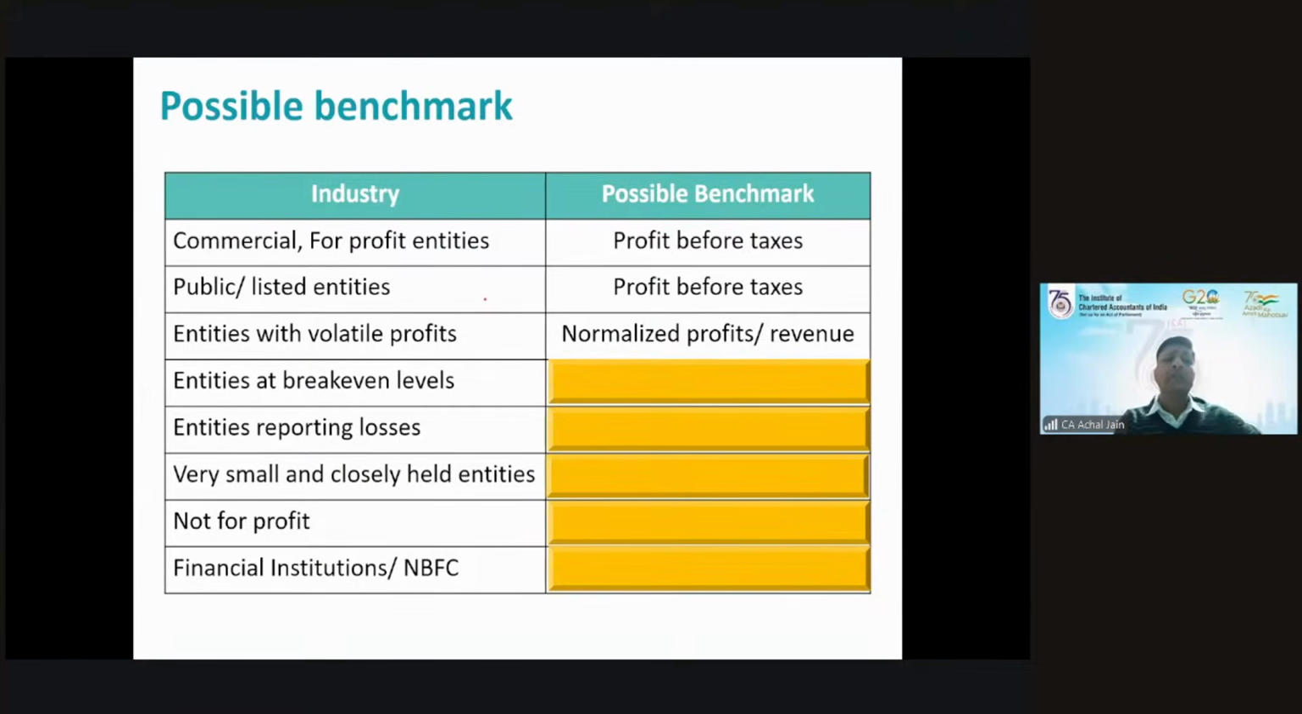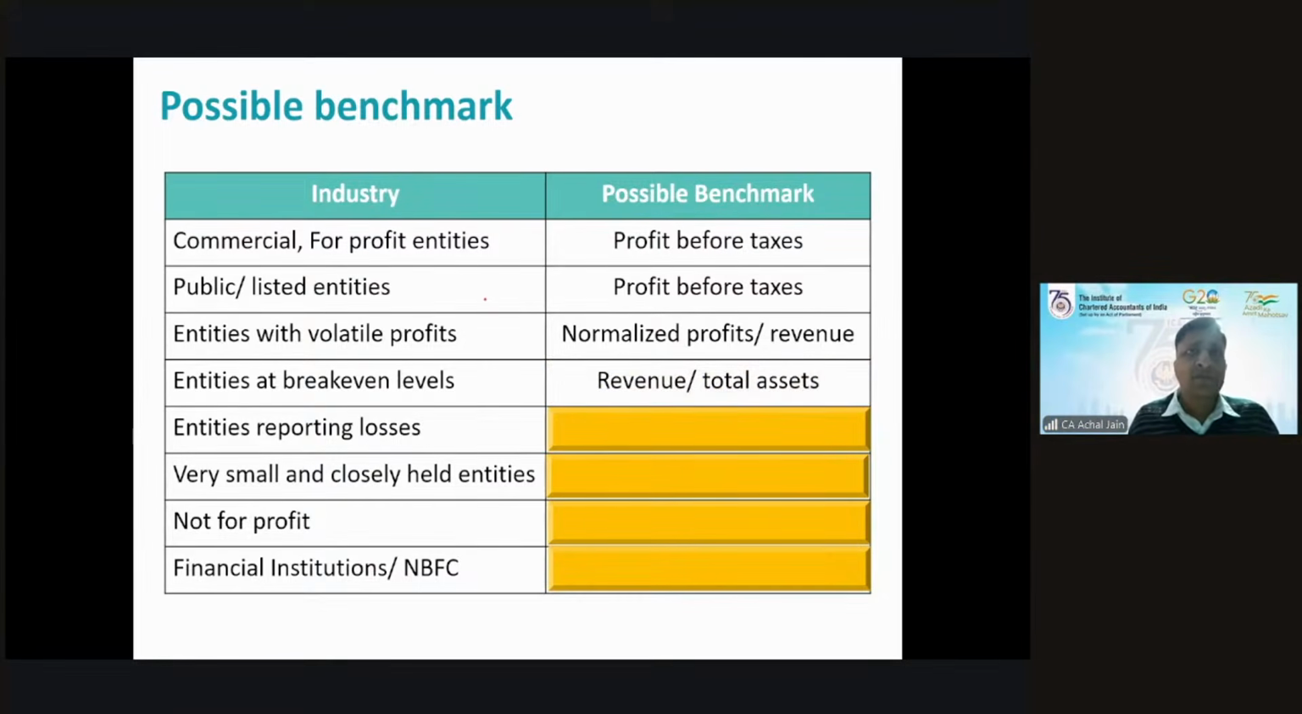Now, suppose there are entities at break-even levels where profits are missing. Then you'll have to look at other benchmarks, possibly revenue. Again, if the revenue is not consistent, and there is volatility, upside and downside every time, where do you go? Total assets is what you pick up then. That can also be one of the benchmarks. What if the entity is reporting losses? That could also be a question mark. So should we say that loss will become the benchmark?